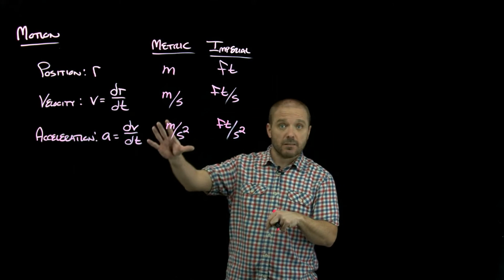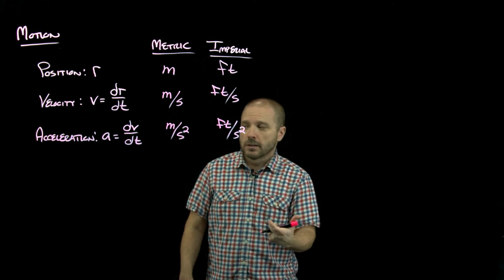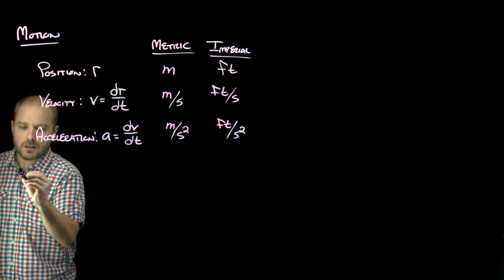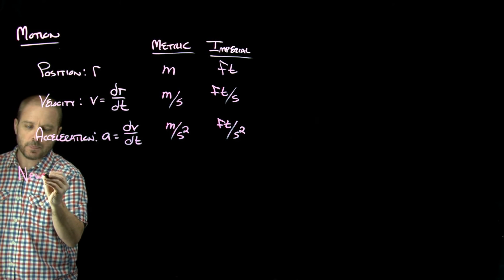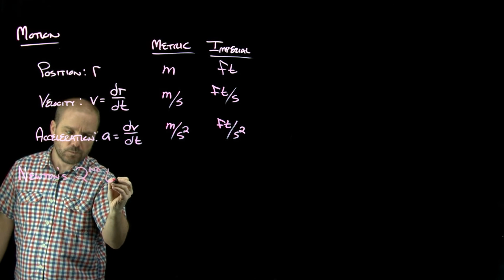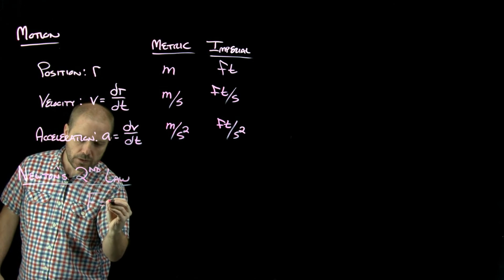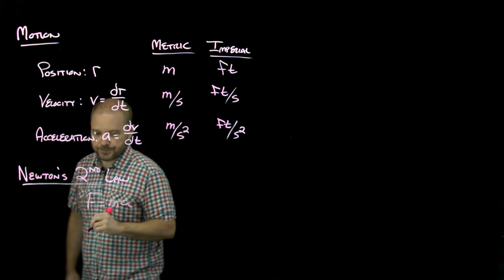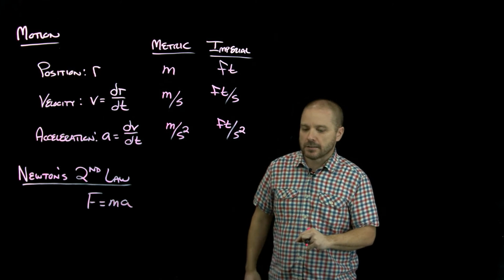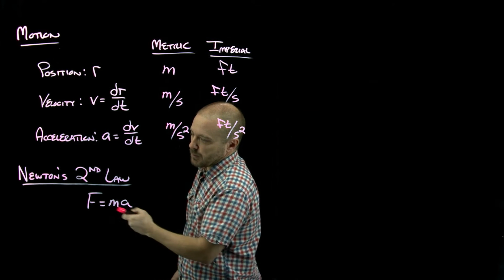Okay, so we've seen some of this stuff before. Something new, we're going to be looking at forces in the stuff we're about to do. So we need to talk about Newton's second law, which says F equals ma, where F is force, m is mass, and a is acceleration. So Newton's second law relates the mass and acceleration of an object to force.